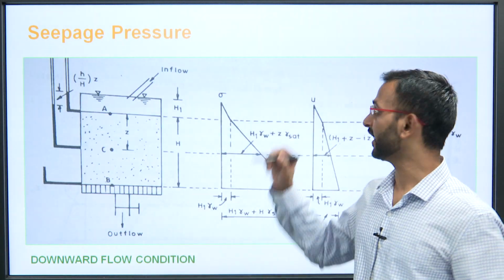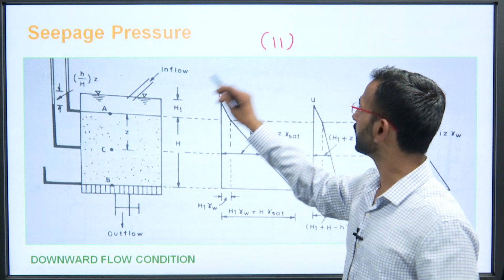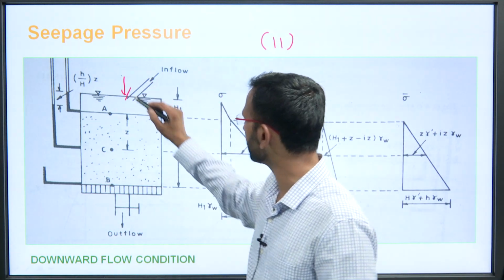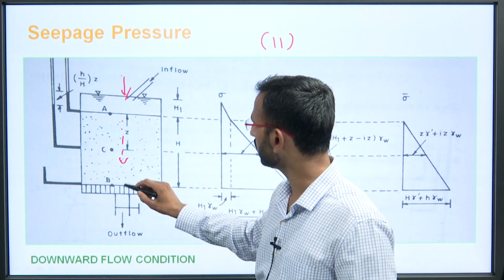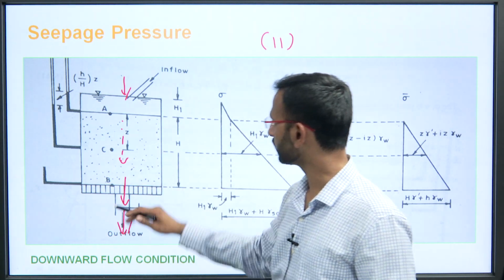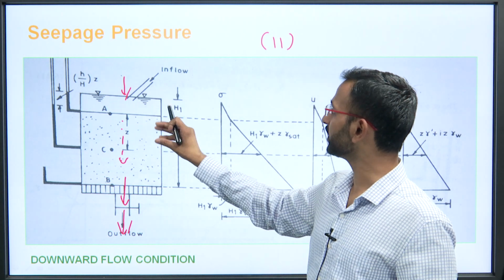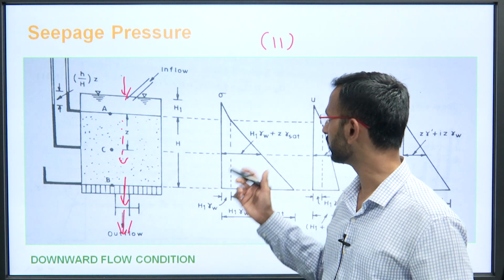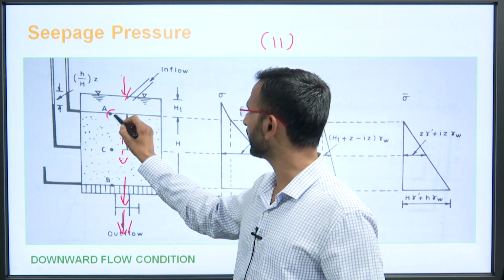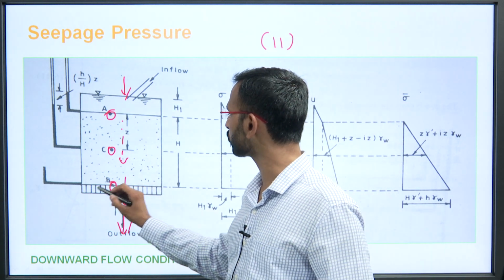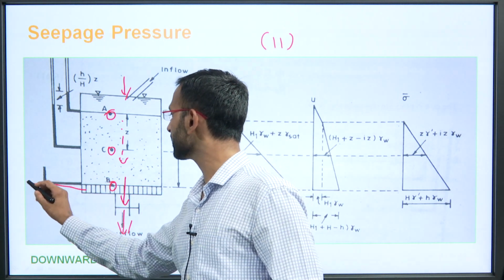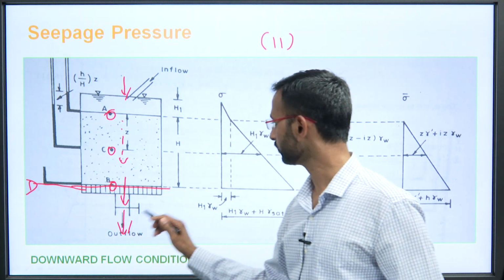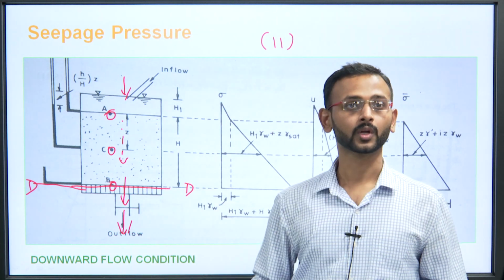When we talk about the second case, that is the downward flow condition, what happens? Where we talk about the inflow, the soil water passes on and the water goes out from this. So what happens? It increases the effective stress here. The effective stress in the soil is increased. You will be seeing this. This is the point A, this is the point C, and this is the bottommost point B. We take this line as the datum line.